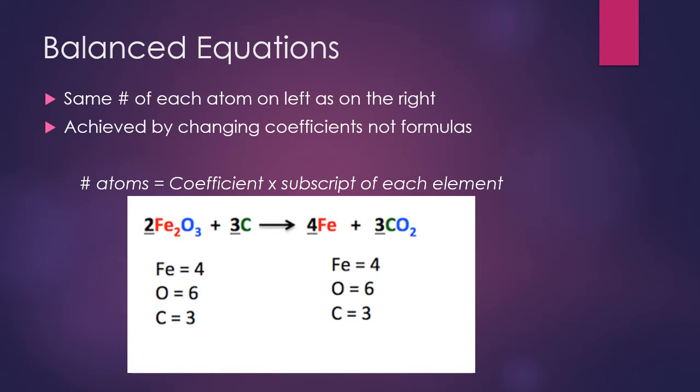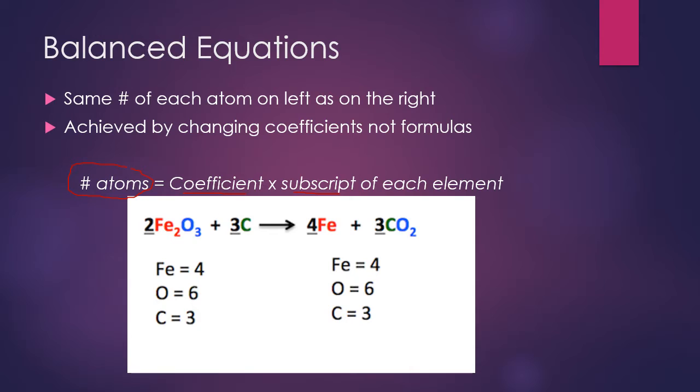Let's look at another balanced equation. So remember, to balance an equation, we need the same number of each atom on the left side of the arrow and the right. This is achieved by changing the coefficients, not the formulas themselves, so no subscripts can be changed. So looking at this example here, to calculate the number of atoms, we take the coefficients, the number in front of the element or compound, and multiply it by the subscript of each element or compound.